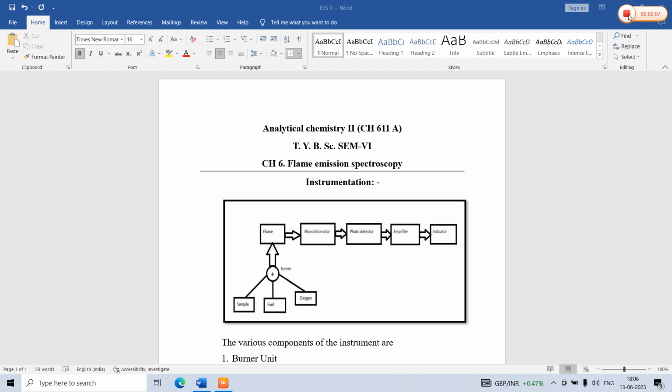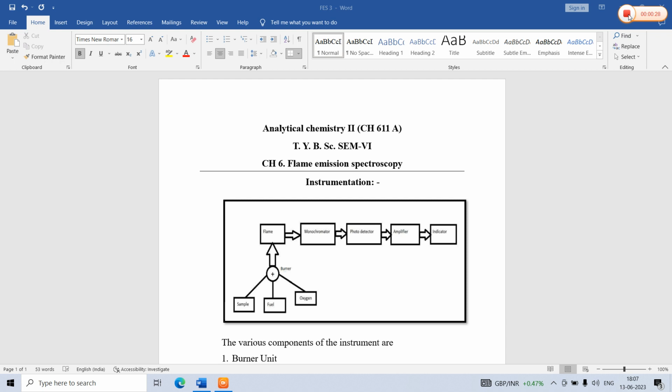This is a series of lectures for T.Y.B.Sc Analytical Chemistry students, Semester 6, chapter number 6, which involves flame emission spectroscopy. In today's lecture, we are going to learn about the instrumentation for flame emission spectroscopy.